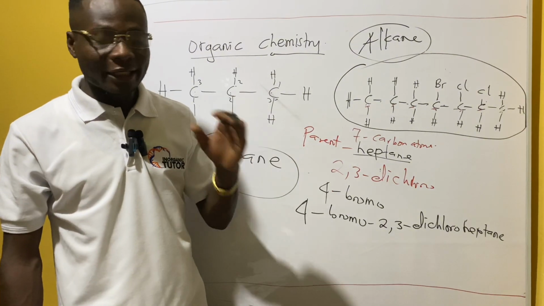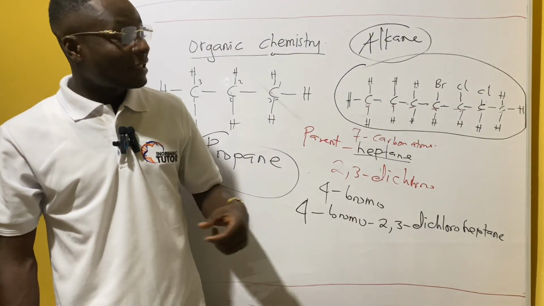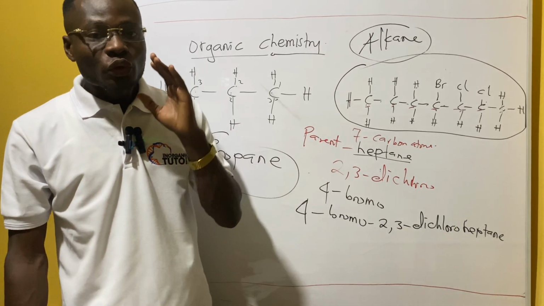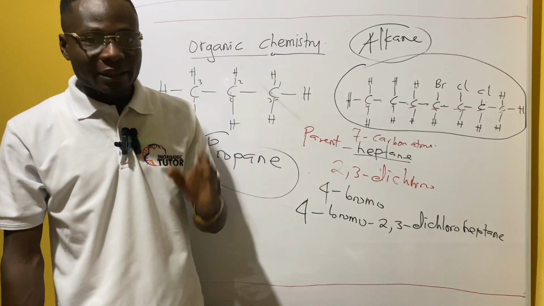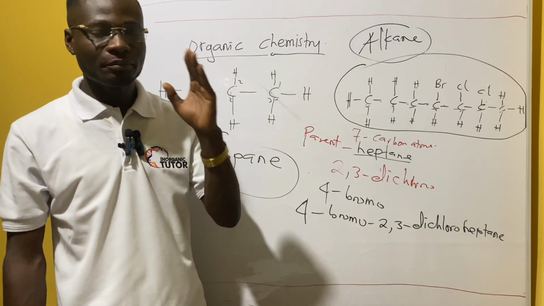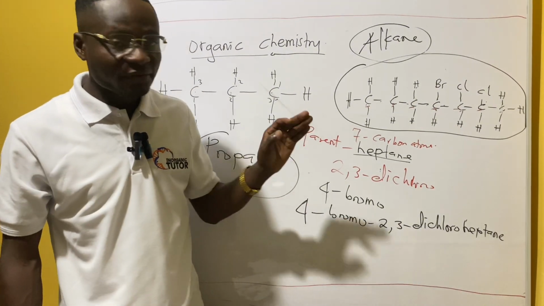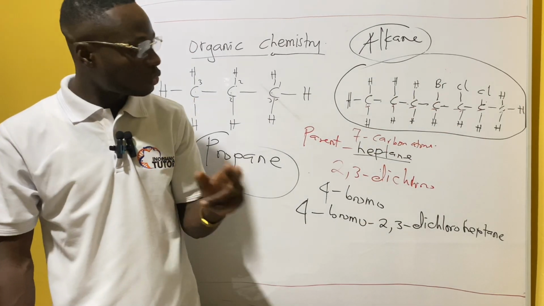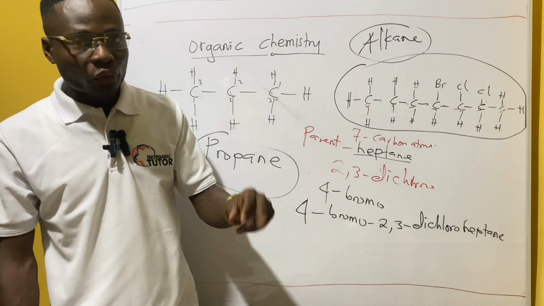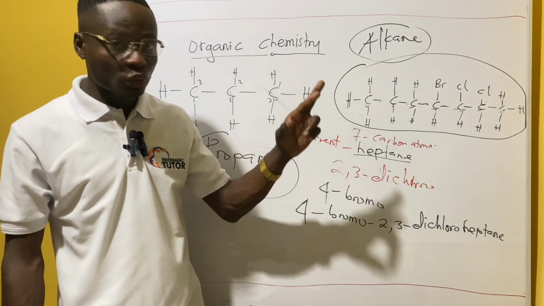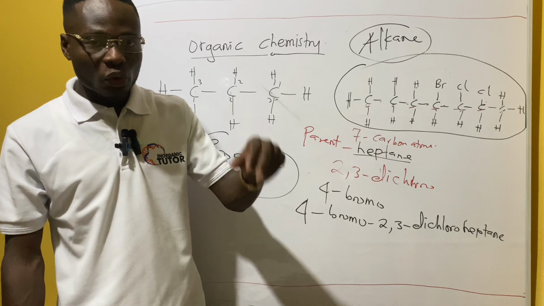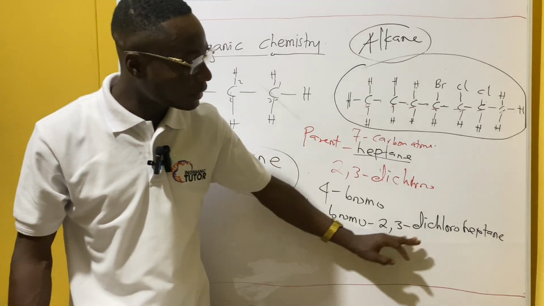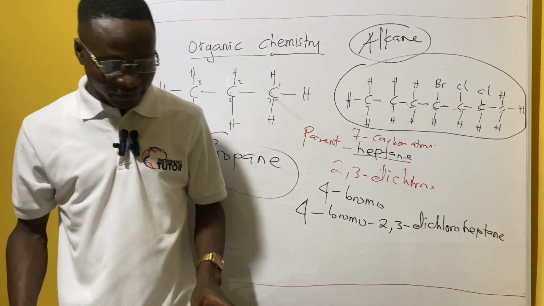Good. So once you are done with naming the parent name and the substituent, then what follows is that you have to consider alphabetical order. B comes before C, so bromo comes before chloro. And in this case, we have 2 chlorine atoms, so we name it dichloro, and we have 2, 3, so it's 2,3-dichloroheptane. So the whole thing becomes 4-bromo-2,3-dichloroheptane. That is very, very simple.